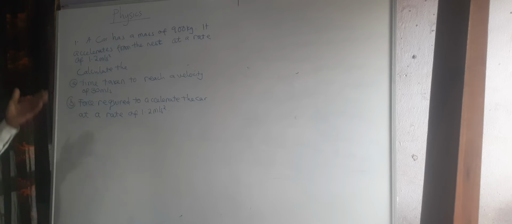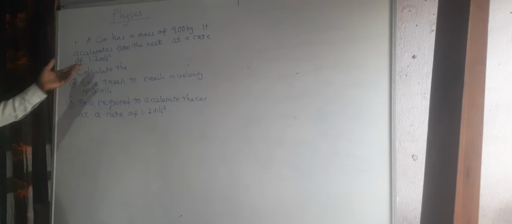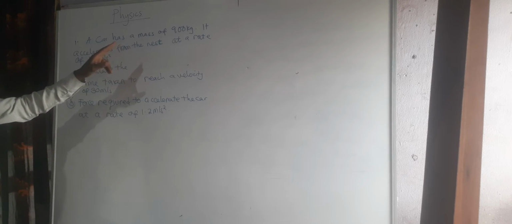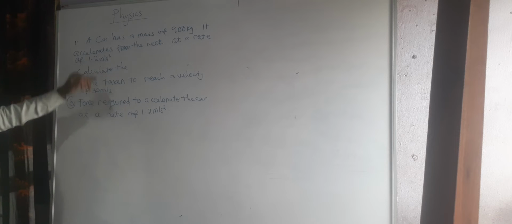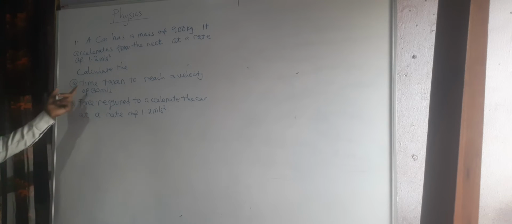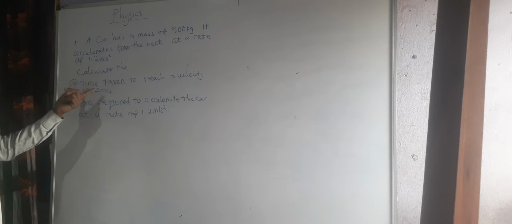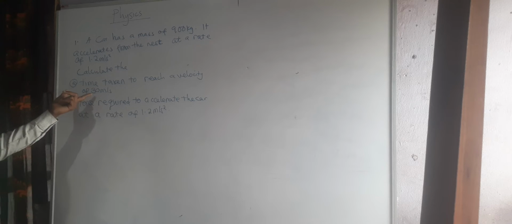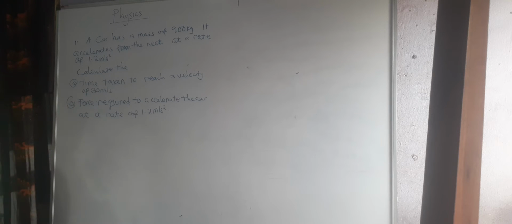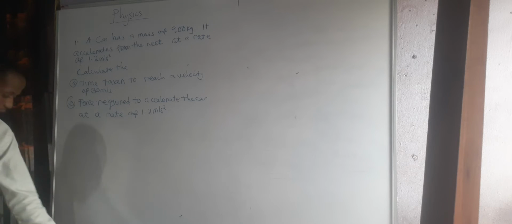A car has a mass of 900 kg. It accelerates from the rest at a rate of 1.2 meters per second. Calculate the time taken to reach the velocity of 30 meters per second.